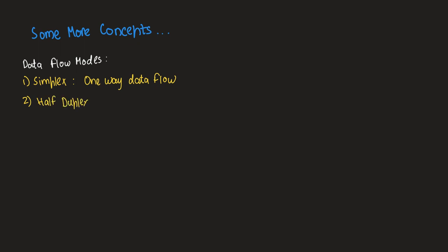There are some more concepts we need to look at. The first is the data flow methods. There are three data flow modes. The first is simplex. In simplex, the flow of data is only one way. In half duplex, the flow of data is both ways, but it's not simultaneous. Data is not sent and received at the same time. And in full duplex, the flow is both ways and the data is sent simultaneously.